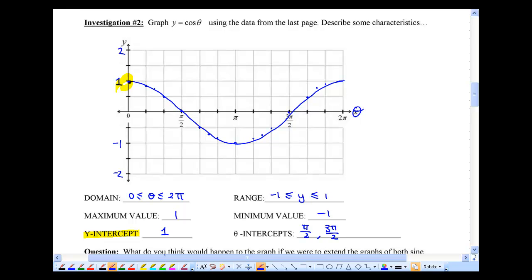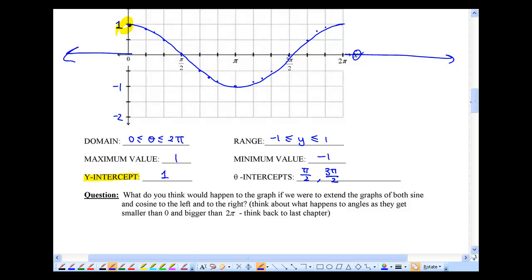Now, remember when we talk about sine and cosine and all this trig stuff with the unit circle? We learned in chapter 4 that these angles can go not just from 0 to 2 pi, but even more, right? We can continue going around the unit circle a few more times. Meaning the angles here actually continue further on this way to the right, and also this way to the left. So my question to you now is, what do you think would happen to the graph if we were to extend the graphs of both sine and cosine to the left and to the right? So meaning, what's going on over here? What's going on over there? Okay.